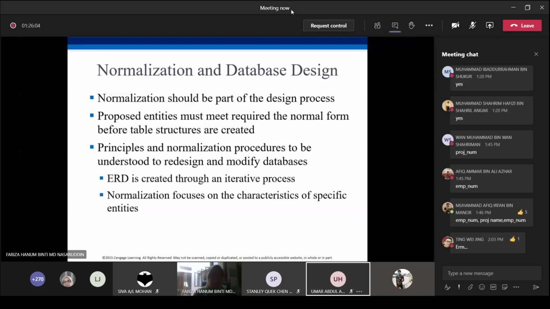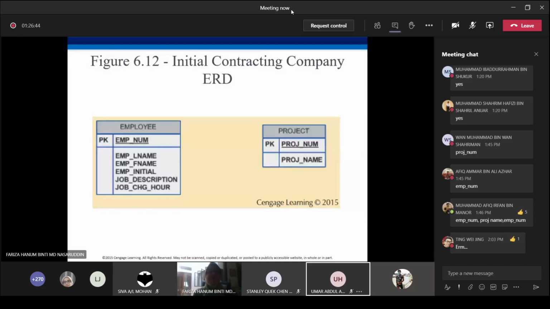Normalization should be part of the design process. So when you do your ERD, again, you can do it top down. You can use normalization basically just for verification, or when you do your top down, you may also do concurrent bottom up if you have attributes that you want to group into entities. So you will do it concurrently, top down and bottom up. All right, so this is again from the same data set.